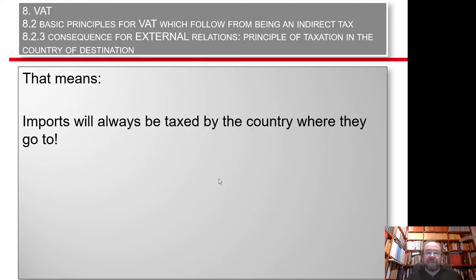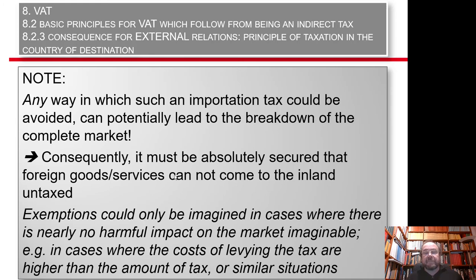and so we have neutrality of competition secured. So the first basic principle when it comes to external relations is that all imports will always be taxed by the country where they go to. No country can ever afford to renounce that, otherwise you would ruin your own sector of industry or trade in that area. Good.